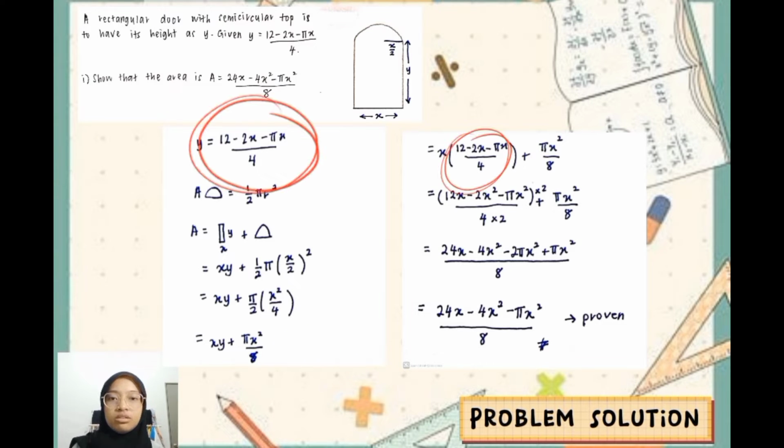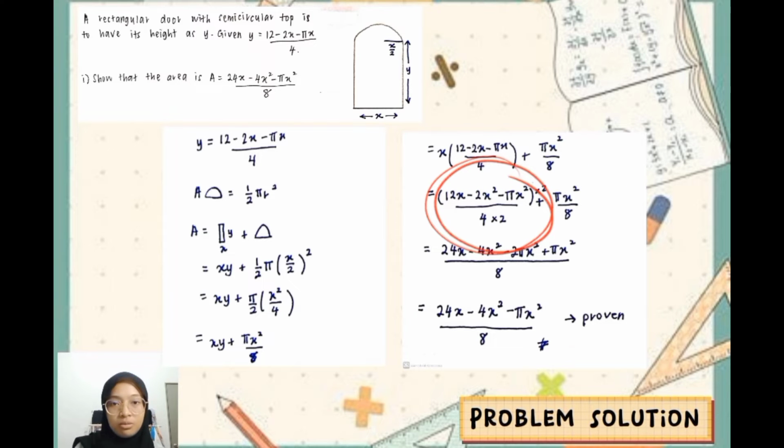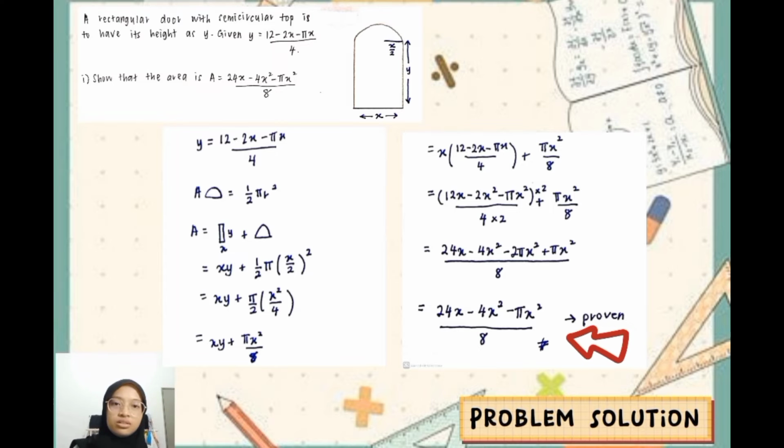Now we substitute y with the given value from the question and expand the x inside the bracket. We want to combine these two fractions into one, so we multiply the numerator and denominator of this part by 2 and get 24x minus 4x squared minus 2 pi x squared plus pi x squared over 8. Simplify this and we get the final answer, 24x minus 4x squared minus pi x squared over 8. So we have proved the formula from the question.